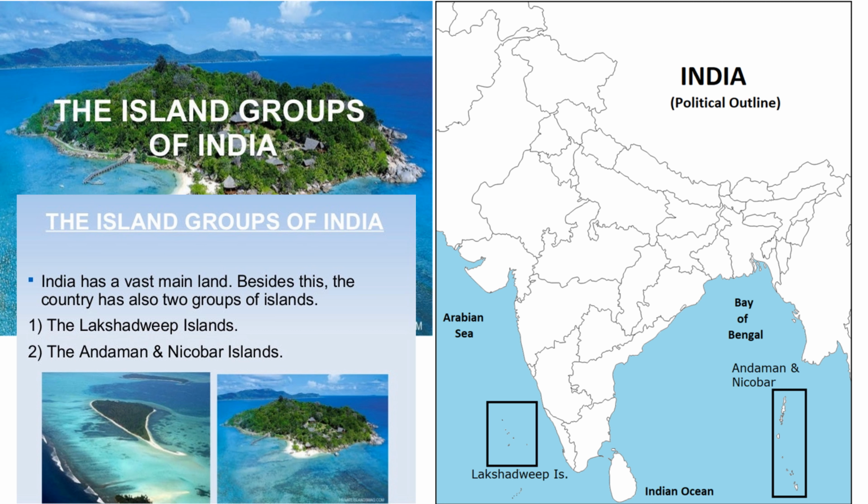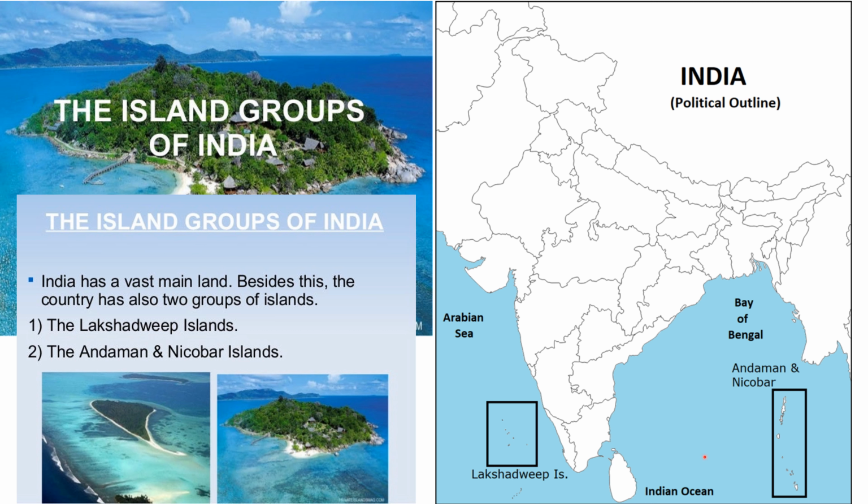India also has two major island groups. These two groups are found in the Arabian Sea in the form of the Lakshadweep Islands, and in the Bay of Bengal in the form of the Andaman and Nicobar Islands. Most of these islands are uninhabited, that is, no people live on many of these islands.